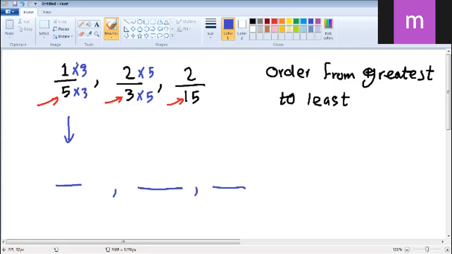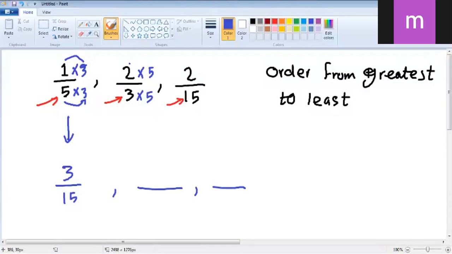1 times 3 is 3. 5 times 3 is 15. Here, 2 times 5 is 10. And 3 times 5 is 15. The last one is 2 over 15 already. Write it.